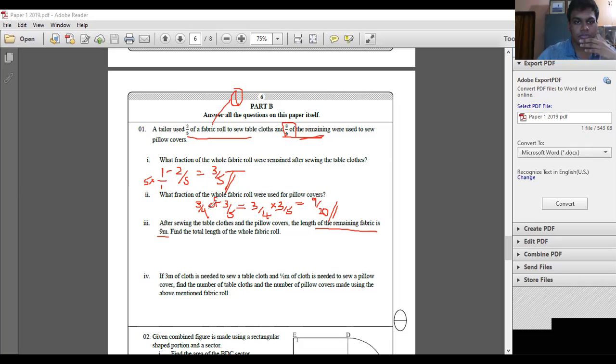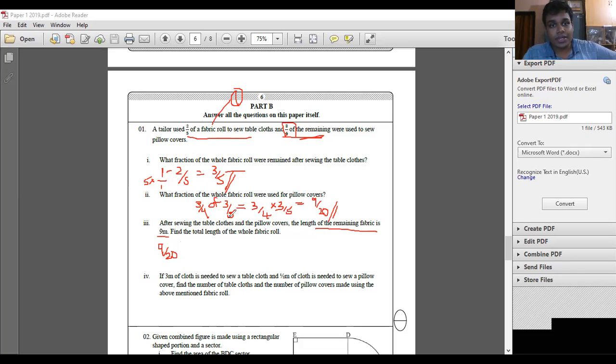I'm correct, right? 3/4. Yeah, we had 3/4 of the remaining. Remaining was 3/5. Sorry about that. So 9 over 20 was used for pillow covers. What fraction of the whole fabric roll was used for pillow covers? 9 over 20.